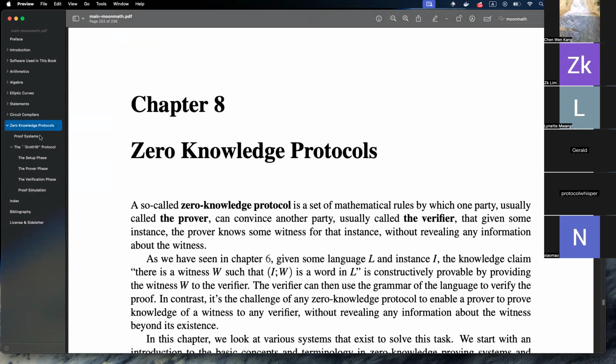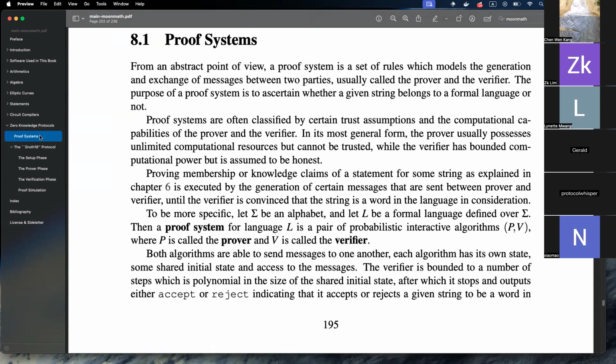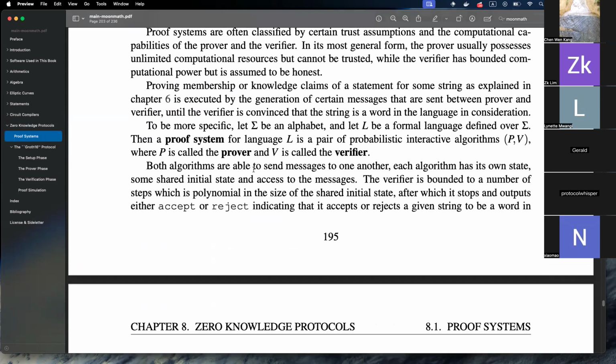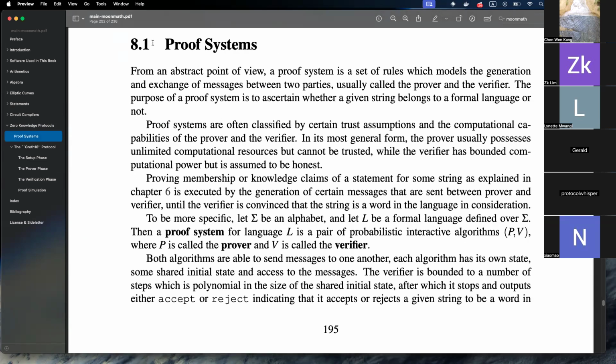Okay, so I'll go through some of the parts that I think are quite interesting. So, again, ask questions if you have any. Yeah, it's meant to be a study group and all. So, proof systems.